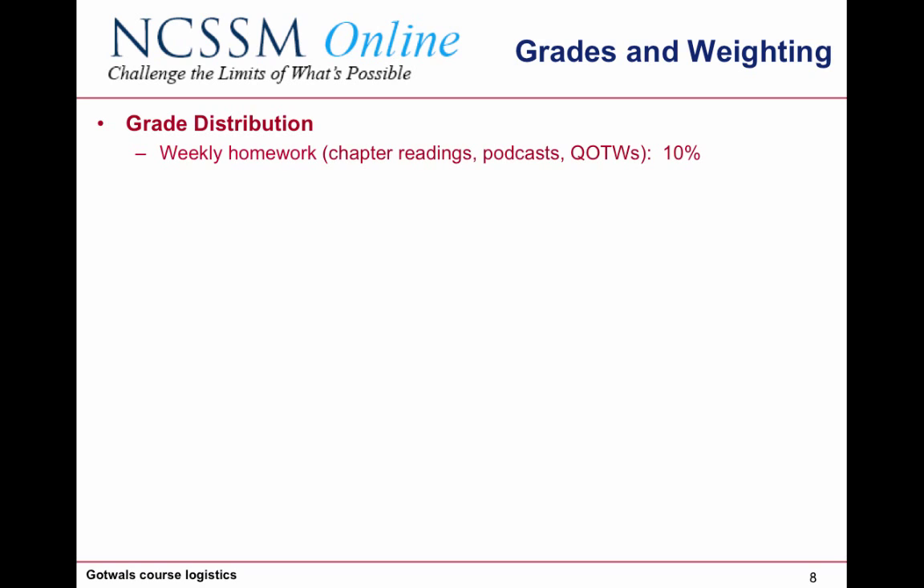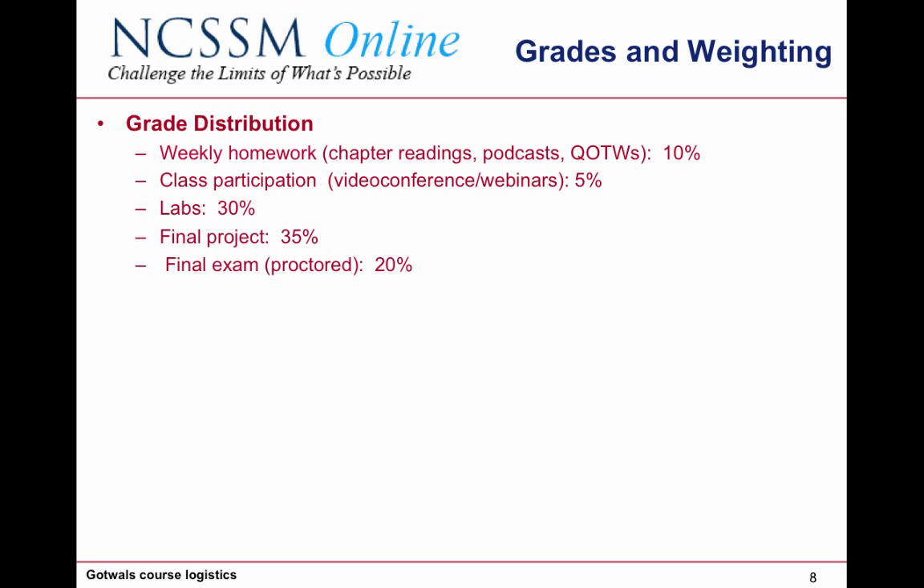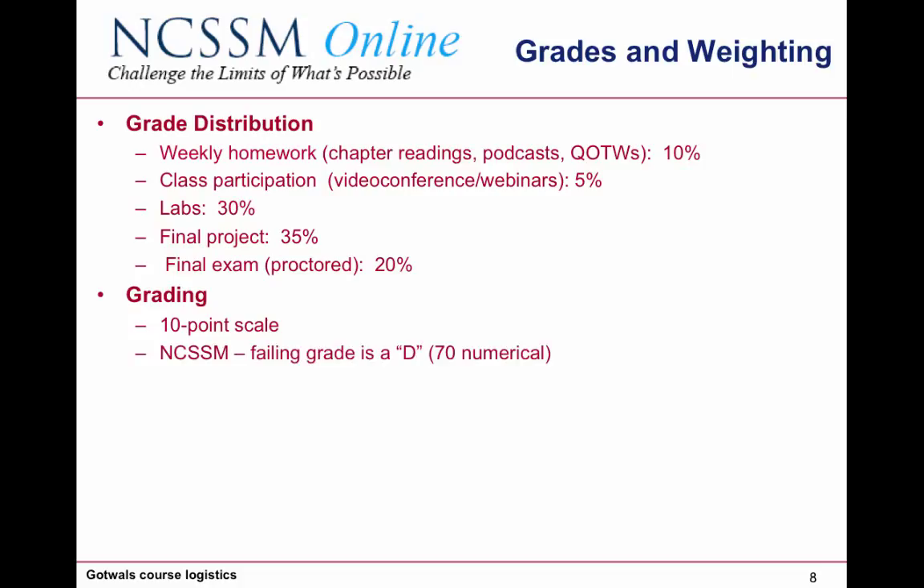Grades and weighting. Here's the breakdown of how things get graded: weekly homework, readings, podcasts, and questions a week, 10%; class participation, 5%; labs, 30%; final project, 35%; and the final exam is going to be 20%. We are now on a 10-point scale, but you should know that at NCSSM, regardless of whether you're dual enrolled or otherwise, a failing grade is a D, and that's a 70%.